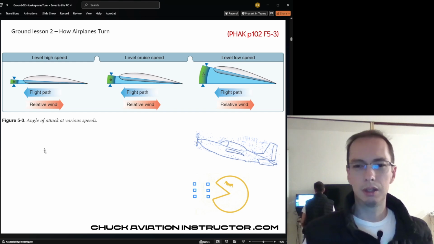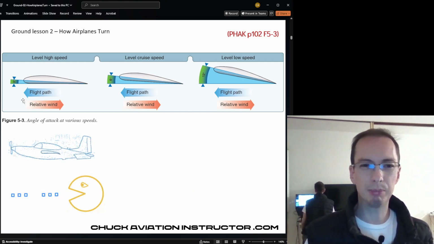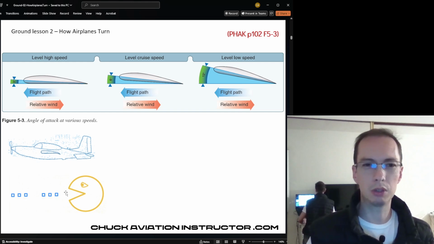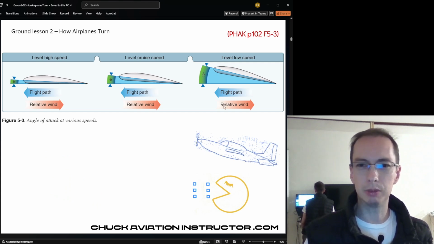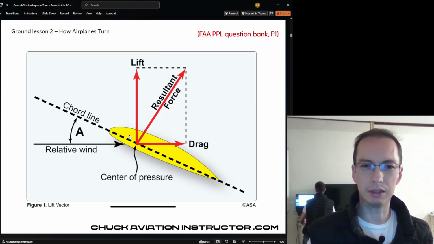So that's the analogy I'm using to describe high speed, low angle of attack. Pac-Man doesn't open his mouth as much. At low speed, Pac-Man needs to open his mouth wide, and the pilot needs to increase the angle of attack just to produce the same amount of lift as to counteract weight, to prevent his airplane from starting a descent.